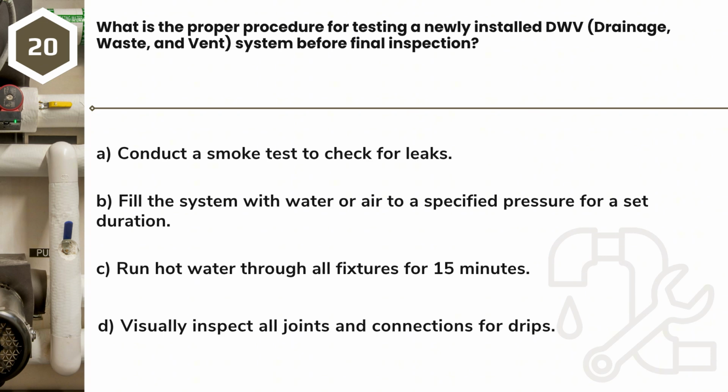Question 20. What is the proper procedure for testing a newly installed DWV, drainage, waste, and vent system before final inspection? A. Conduct a smoke test to check for leaks. B. Fill the system with water or air to a specified pressure for a set duration. C. Run hot water through all fixtures for 15 minutes. D. Visually inspect all joints and connections for drips.